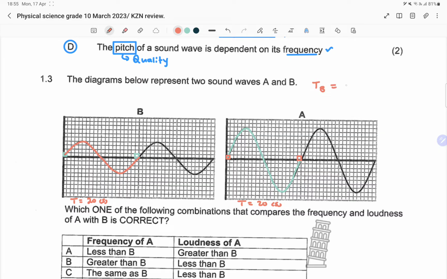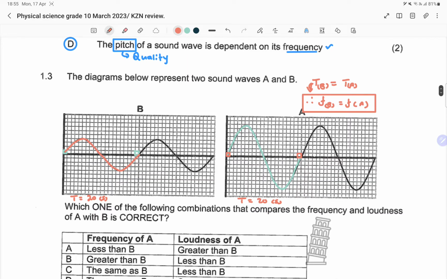So we can almost tell that if, for example, the period of B is equal to the period of A, what does that mean? We can make a conclusion that the frequency of B is definitely the same as the frequency of A. So meaning these two sounds will be of the same quality. That is the conclusion we can make from noticing that the periods are essentially the same.